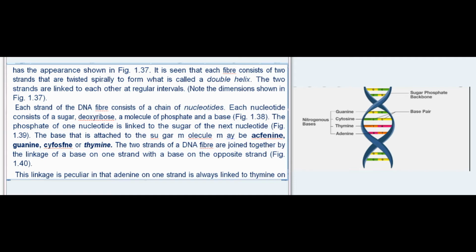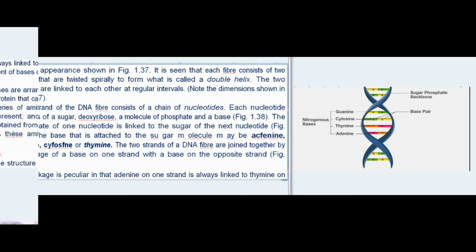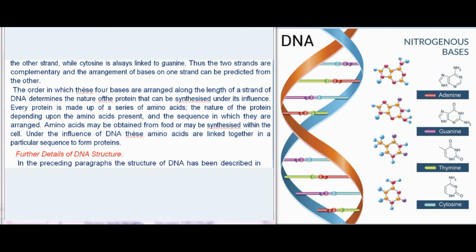This linkage is peculiar in that adenine on one strand is always linked to thymine on the other strand, while cytosine is always linked to guanine. Thus the two strands are complementary and the arrangement of bases on one strand can be predicted from the other. The order in which these four bases are arranged along the length of a strand of DNA determines the nature of protein that can be synthesized under its influence.